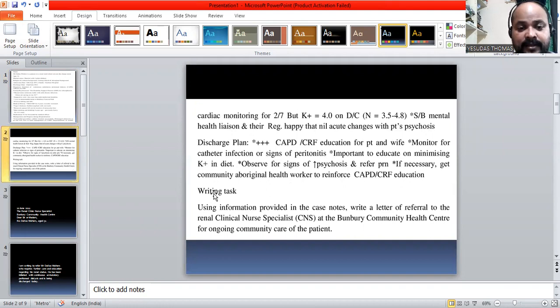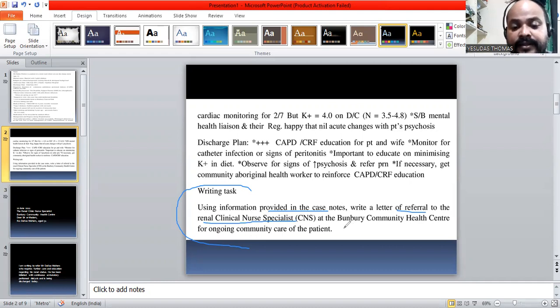The task we have is here, you can see. Using the information provided in the case notes, write a letter of referral. You have to write a referral letter to the renal clinical nurse specialist at Burnbury Community Health Center.